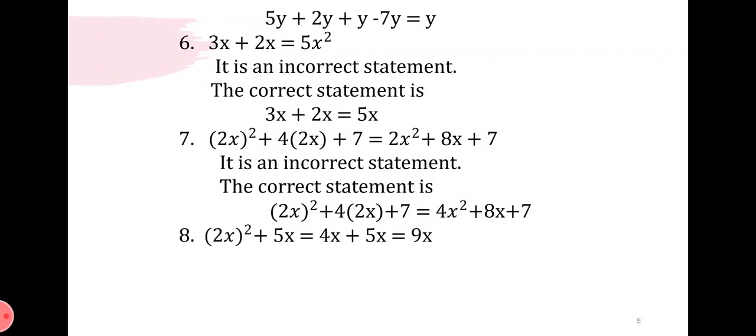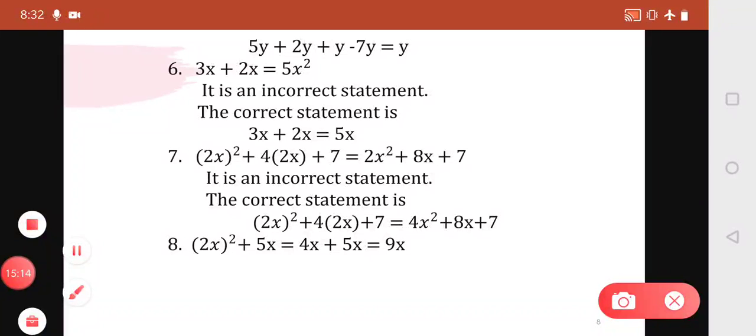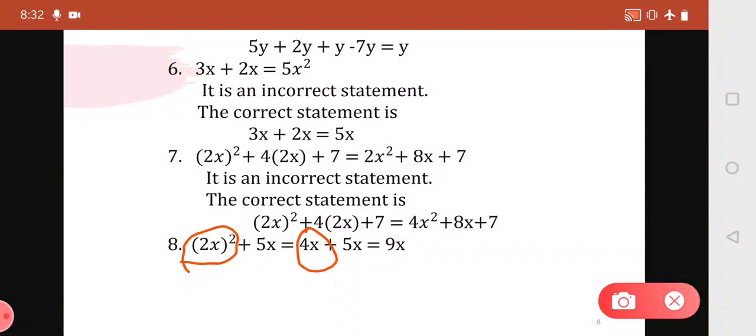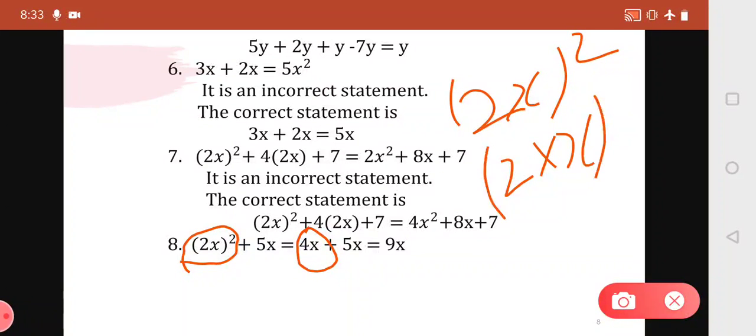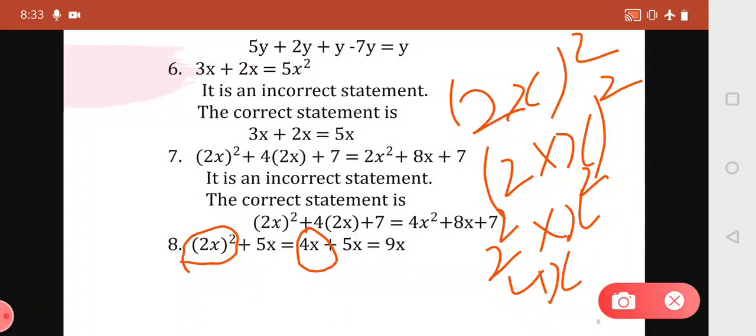Question number 8. Again 2x whole square plus 5x equal to 4x plus 5x equal to 9x. Again a mistake, an error here: for 2x whole square we should get 4x square, but instead it is written only 4x. Only 2 is squared, x is not squared. From 2x whole square, the factors are 2 into x whole square. So we will square 2 square into x square. So we will get 4x square. But here you can see it is written only 4x. So this is wrong.